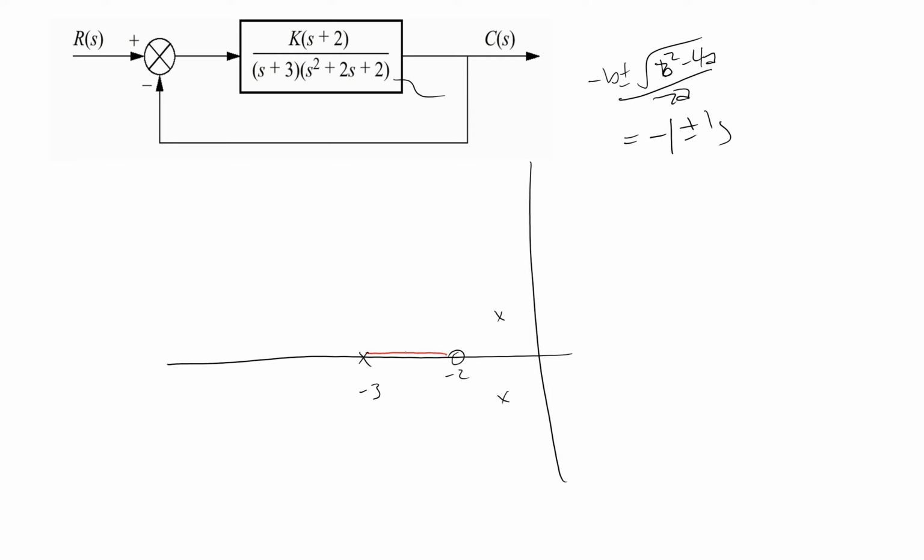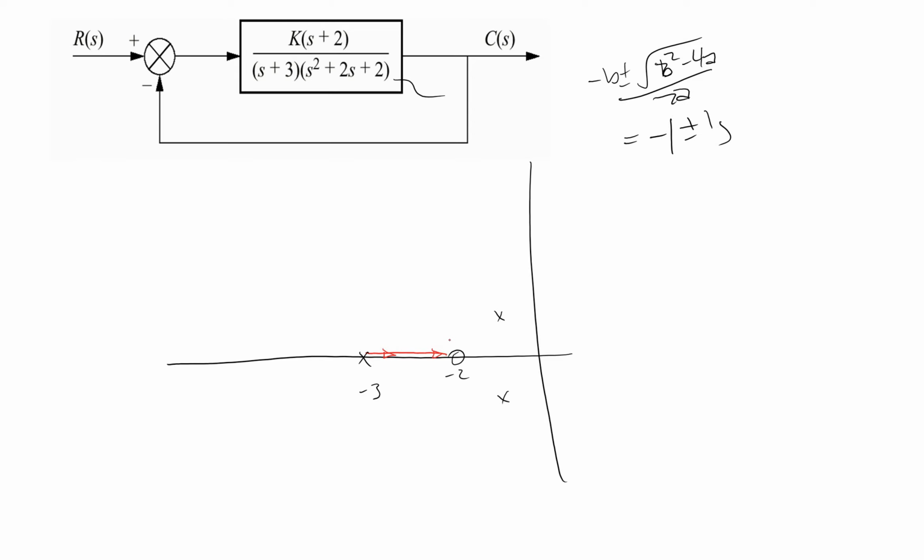And we know from our derivation that it's going to go from the open loop poles to the open loop zeros. So the branch is going to go from that pole at minus 3 to the zero at minus 2. So now what do we do about these other two poles here at minus 1 minus 1j, and minus 1 plus 1j?